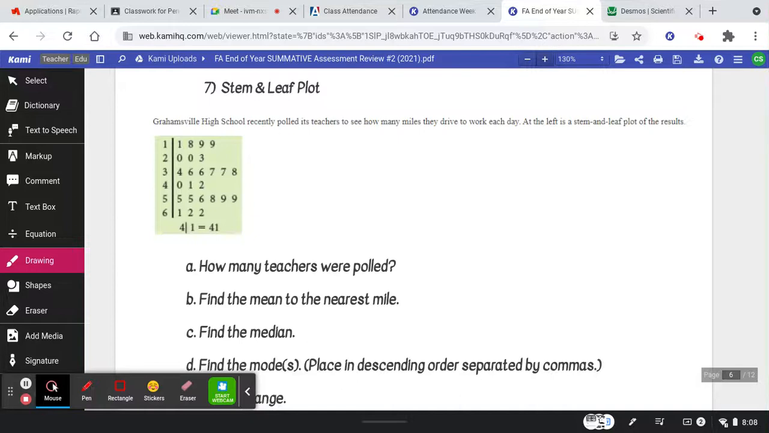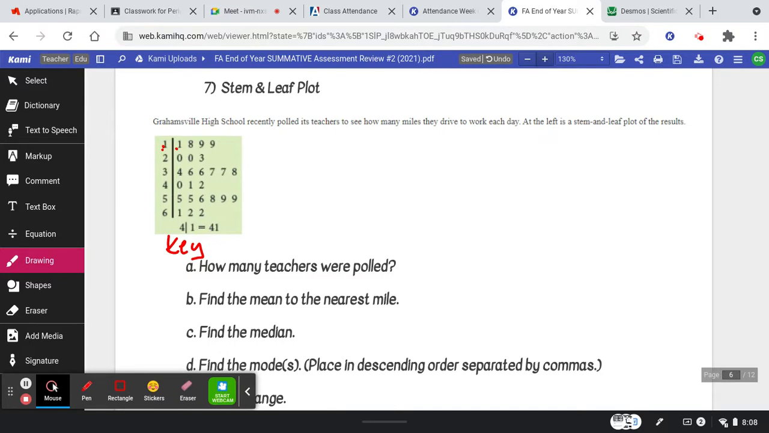Okay, so remember when we're counting the data, this little key right here tells us that the number on the left is the tens place and the number on the right is the ones place. So a 4/1 actually means 41. Looking at this data, this 1 and this 1 would be an 11. This 1 and this 8 would be an 18. Sorry, a 1 and an 8.